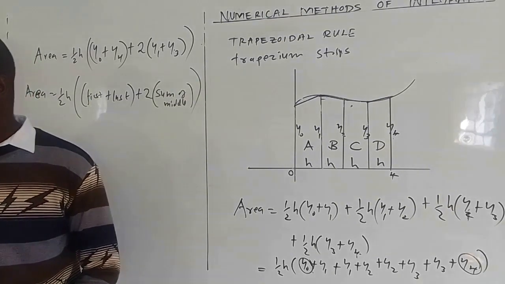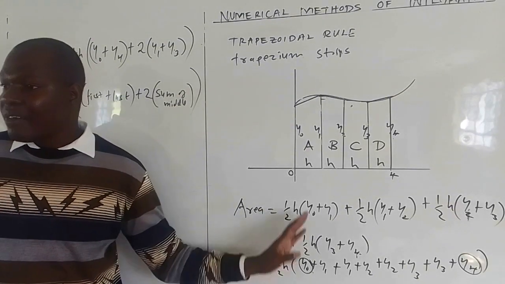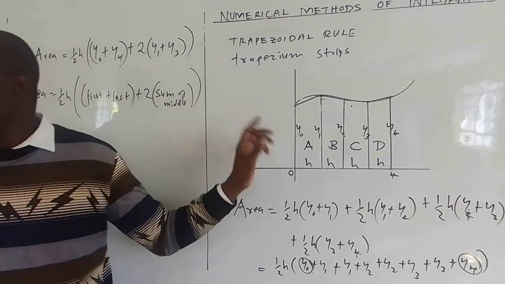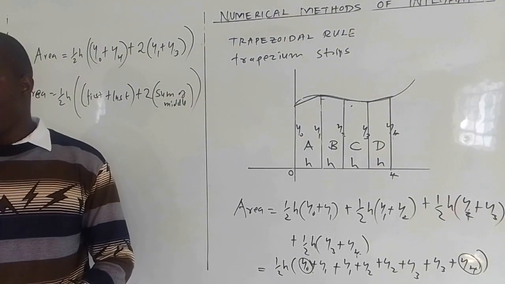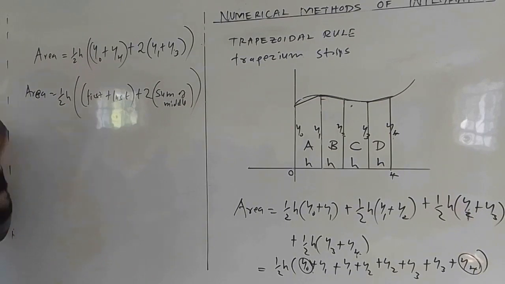So in Simpson's rule, it is a third H, then first and last, then plus twice the sum of the middles, isn't it? So what can you deduce from the trapezoidal rule?